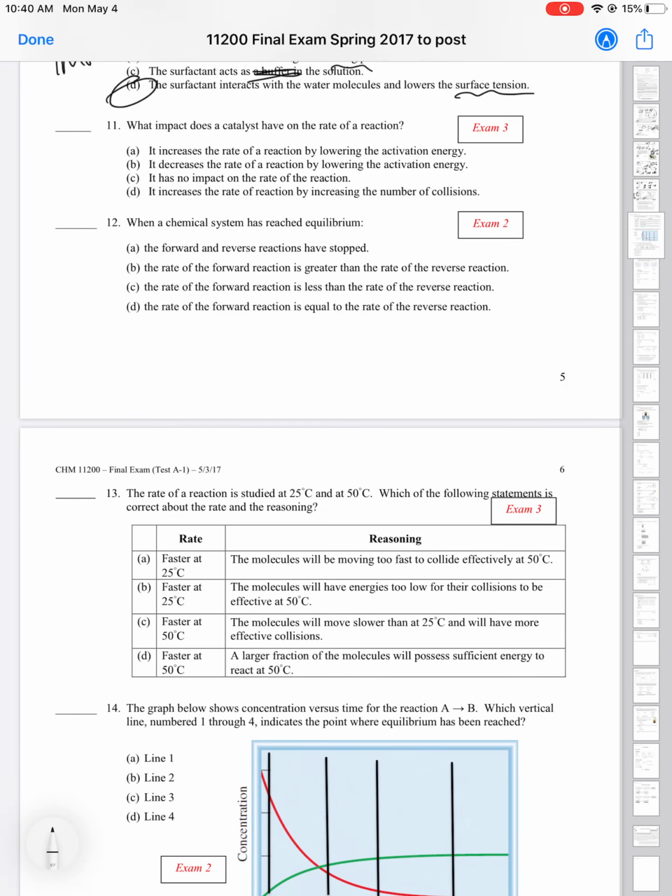What impact does a catalyst? Oh, I'm going to go over this in the next video.